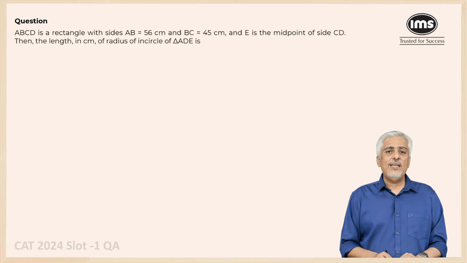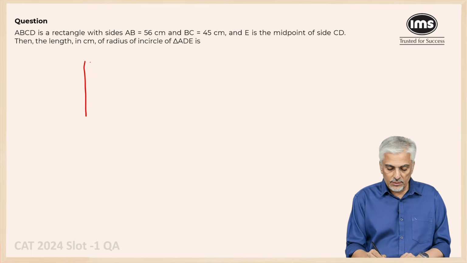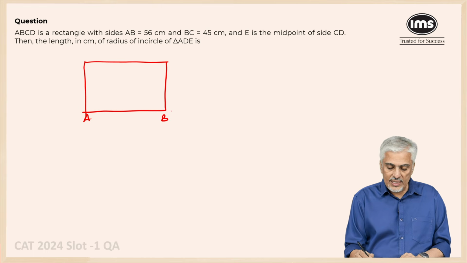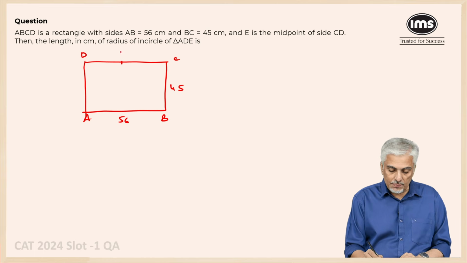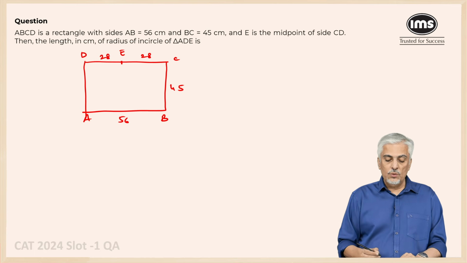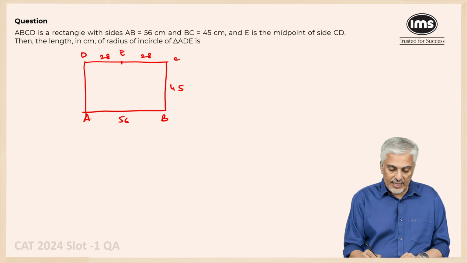One very, very, very straightforward question from geometry. ABCD is a rectangle with side AB 56 and BC 45. So ABCD, where this is 56 and this is 45. E is the midpoint of CD. So E being the midpoint over here, this will come 28 and 28. Then what is the length of the inradius of triangle ADE?